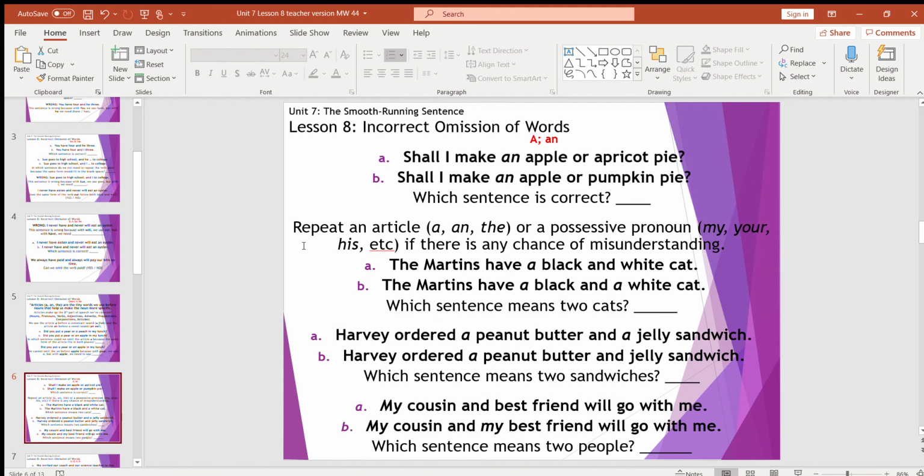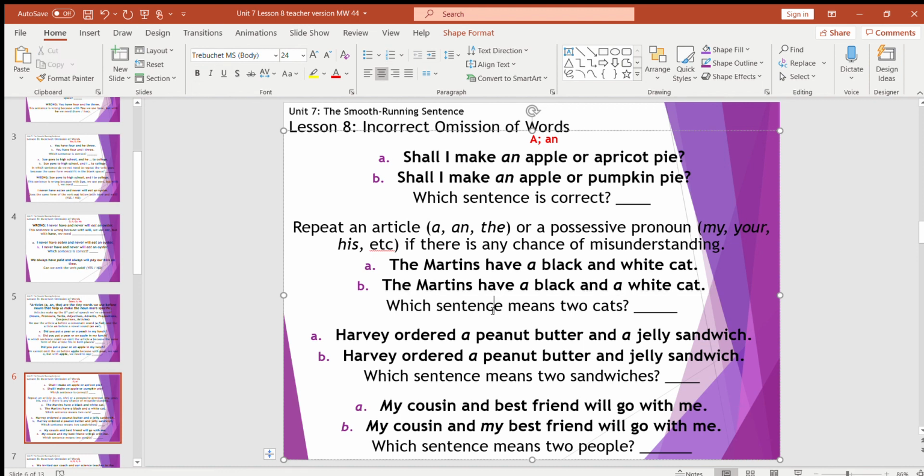Sorry. Alright, so repeat the article a, an, or the, or any possessive pronoun. Possessive meaning it shows ownership of something. So like my, your, his, her, etc. Whenever there's any chance of any misunderstanding. So if the Martins have a black and white cat versus the Martins have a black and a white cat, which sentence means that the Martins have two cats? B, right, one's black, one's white.